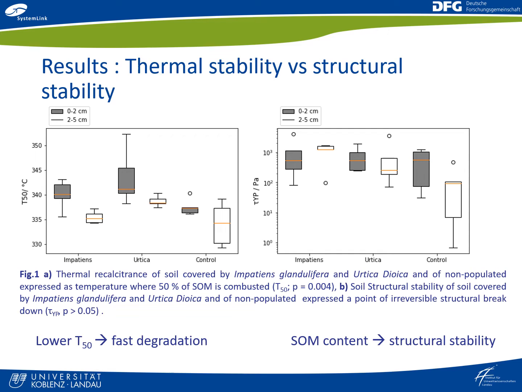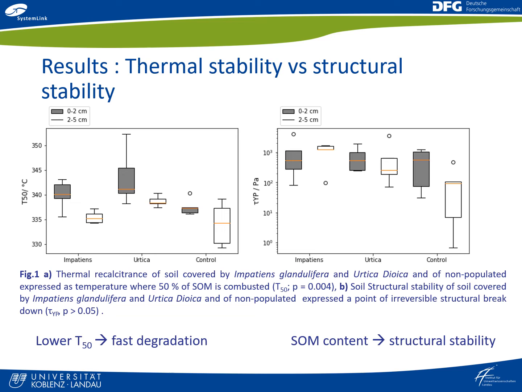at different depths. On the left side of the slide, you can see the T50 value, which is the temperature at which 50% of the soil organic matter is combusted. We were able to report significant differences with the highest values for Urtica dioica, which implies that the soil samples populated by Urtica dioica showed the highest thermal recalcitrance. The thermal recalcitrance is also an indicator for the speed of degradation, which means if you have a lower T50 value, you also have a faster degree of degradation, which then also results in lower stability against high temperatures.